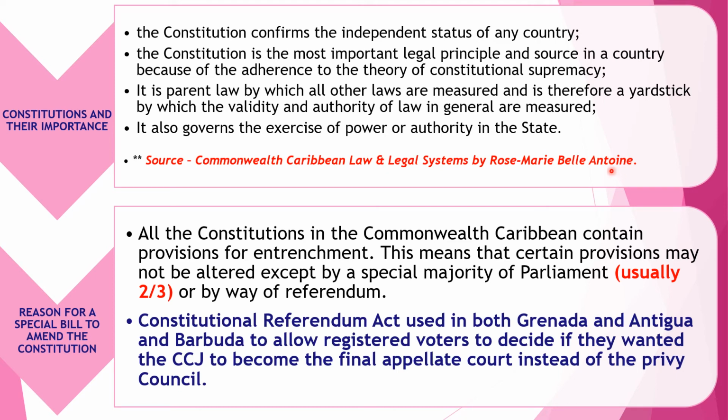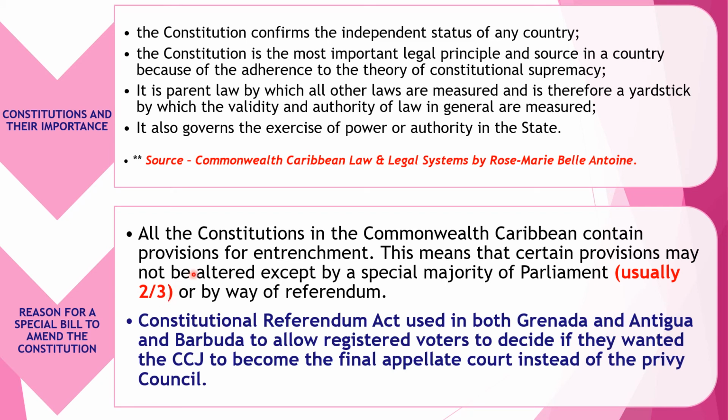So now that we understand the importance of a constitution, we need to understand the significance of a constitutional amendment bill. Now, all the constitutions in the Commonwealth Caribbean contain provisions for entrenchment. Basically, what entrenchment means is that there are certain provisions in the Constitution that cannot be altered except by a special majority of Parliament. And usually it's a 2/3 majority of the members of Parliament.